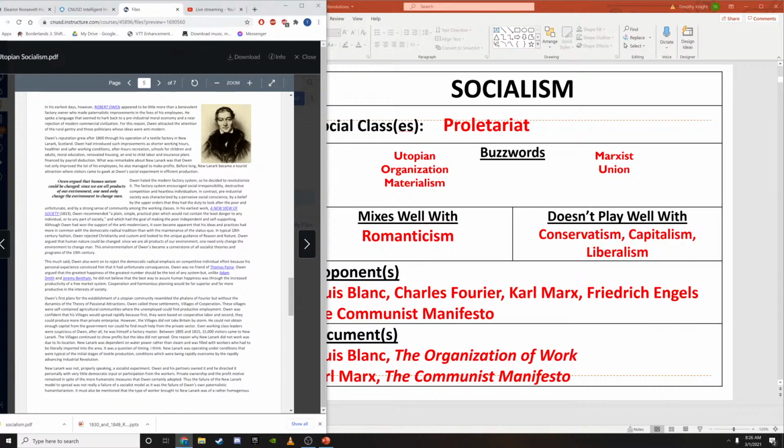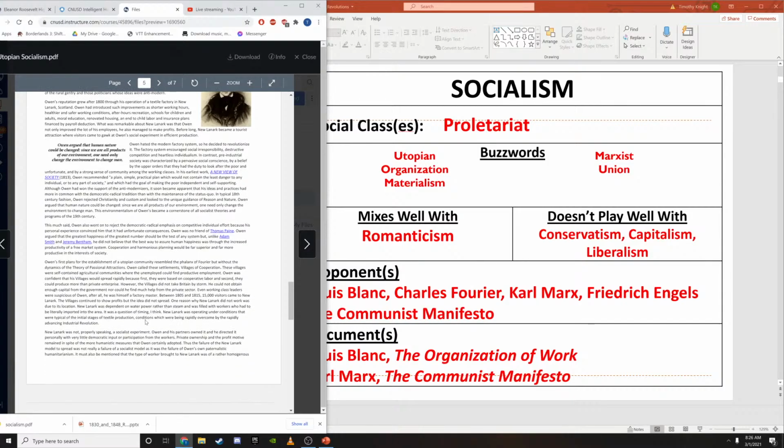New Lanark was not, properly speaking, a socialist experiment. Owen and his partners owned it, and he directed it personally with very little democratic input or participation from the workers. Private ownership and the profit motive remained in spite of the more humanistic measures that Owen certainly adopted. Thus, the failure of the New Lanark model to spread was not really a failure of a socialist model as it was the failure of Owen's own paternalistic humanitarianism.